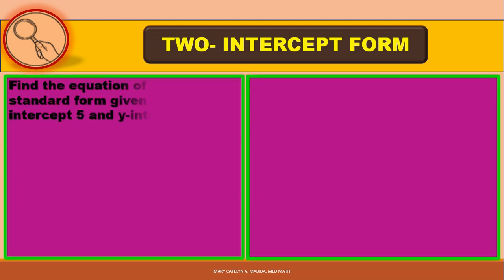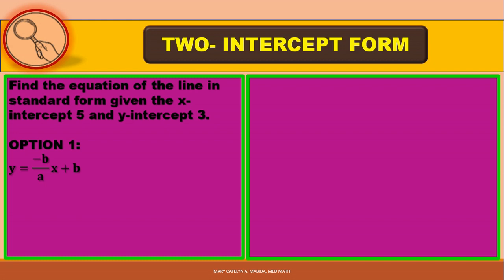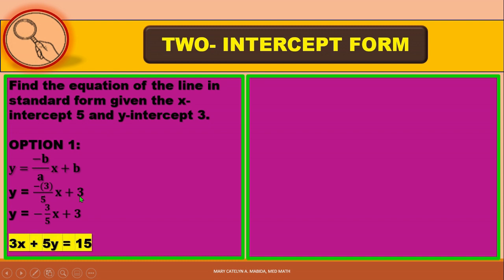Example number 1. Find the equation of the line in standard form given the x-intercept, which is 5, and y-intercept, which is 3. Option 1. Using the formula y is equal to negative b over a x plus b, substitute the given values in the two-intercept form, which are a is equal to 5 and b is equal to 3. And finally, 3x plus 5y is equal to negative 15.